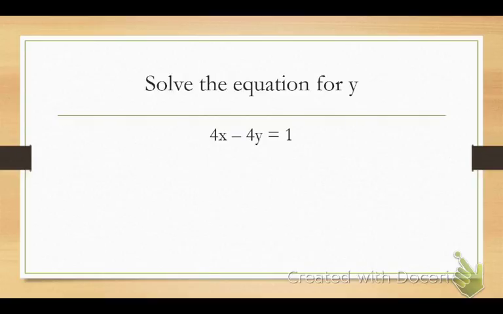Now, this is what we learned in section 1.4, so as recently as yesterday. If you worked the homework last night, this should look very familiar to you: you're solving the equation for y. 4x minus 4y equals 1. You're trying to get y by itself on one side of the equation. All right, let's try it. So 4x minus 4y equals 1.